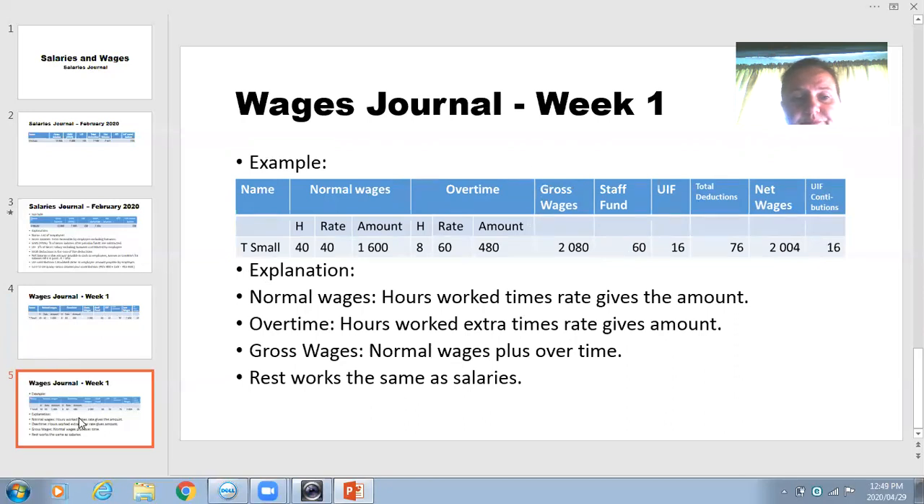And that's it. That is salaries and wages journals.